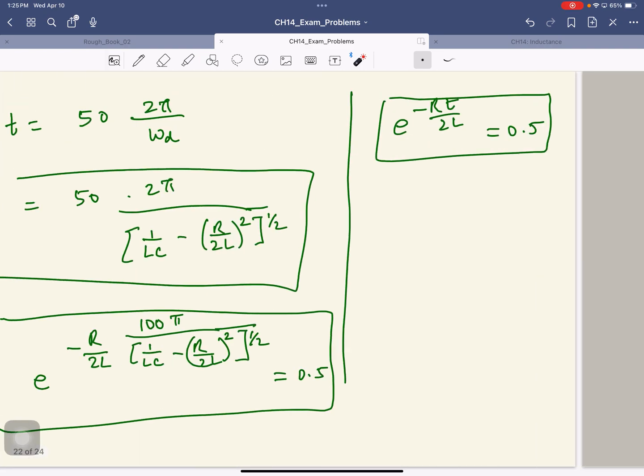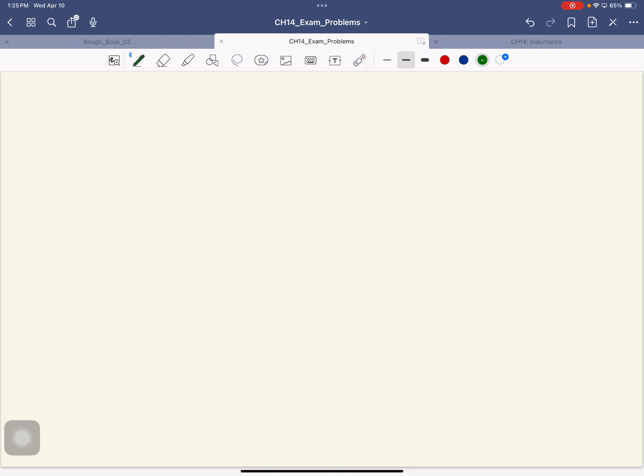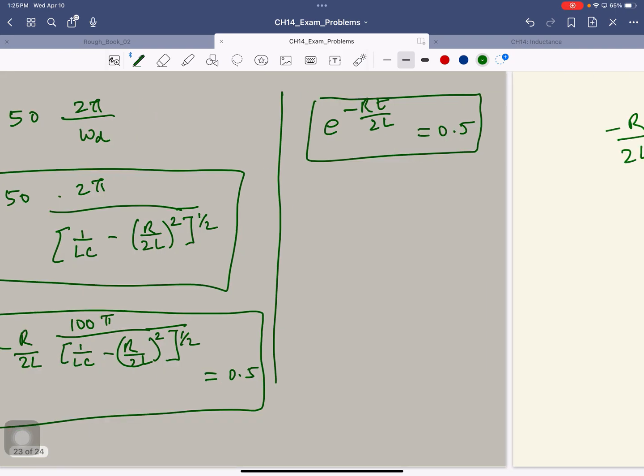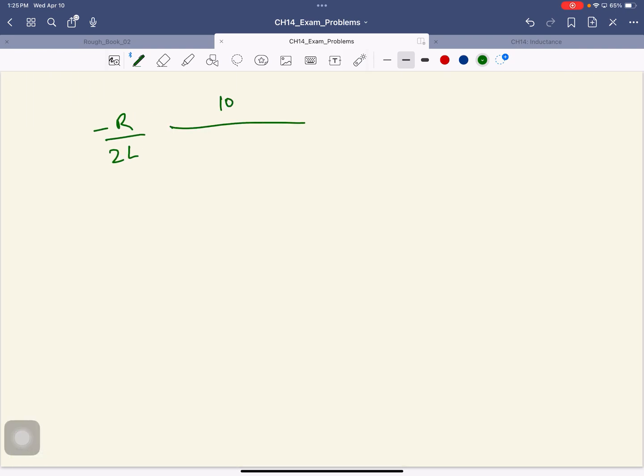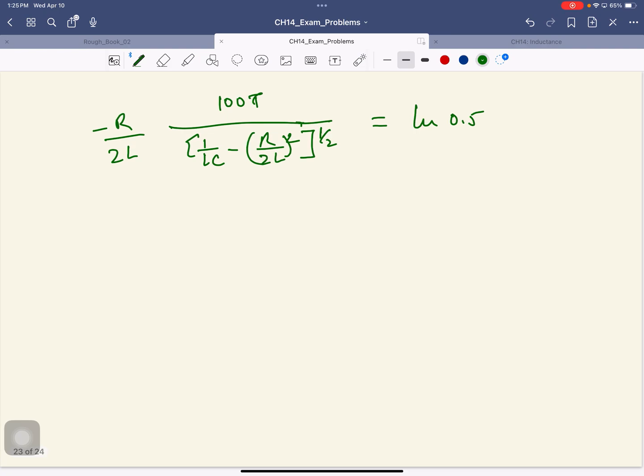So what you would do is take the log first. If you take the log, what you get is minus R by 2L into 100 pi, and in the denominator, the square root of 1 over LC minus (R over 2L) squared. And now you can solve for R.